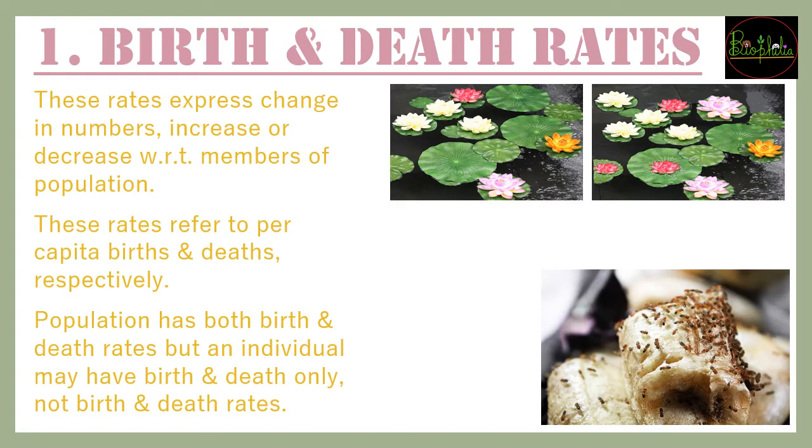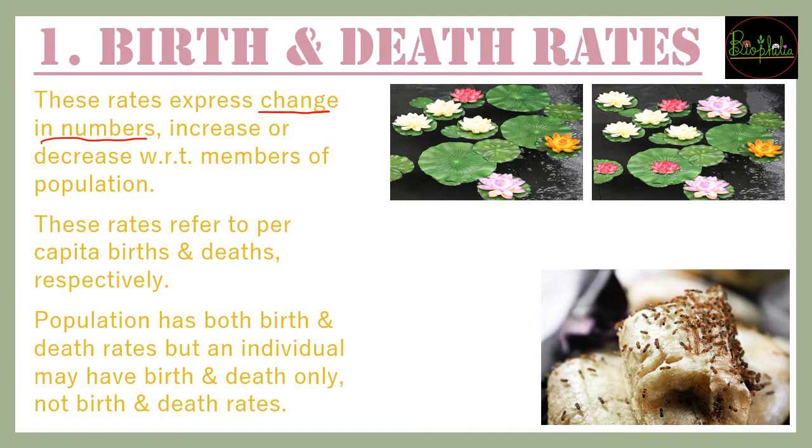So the first one we see is birth and death rates. Birth and death rates are going to be rates expressed in change in numbers. So either there might be an increase or there might be a decrease in the changes. For example, a population of lotus in a pond.